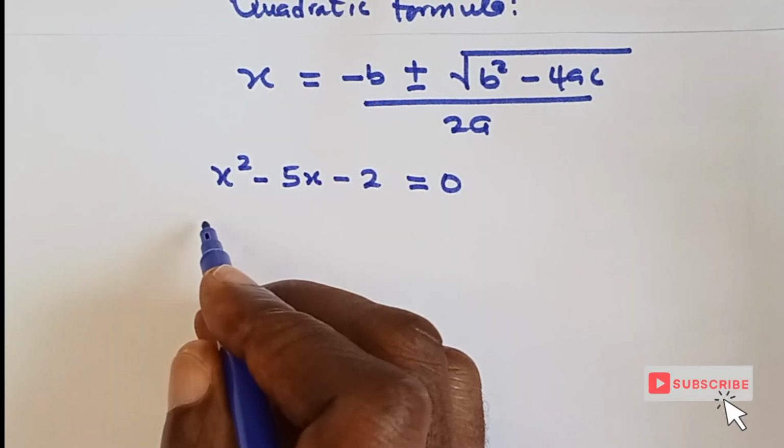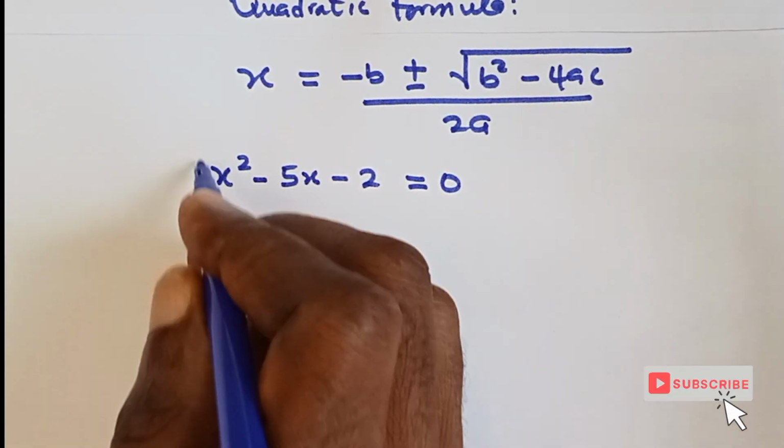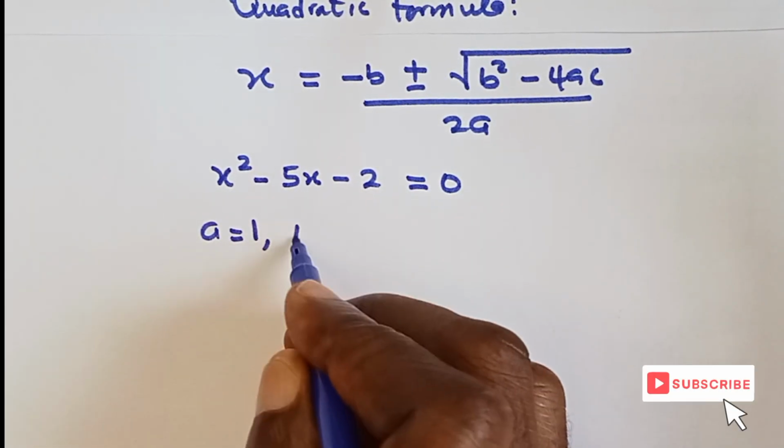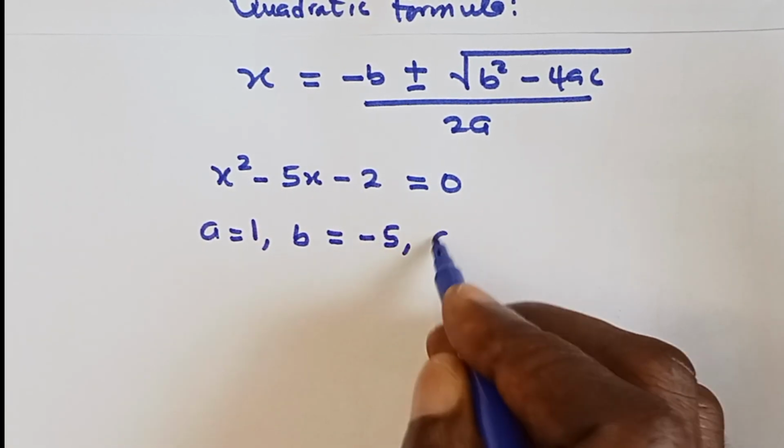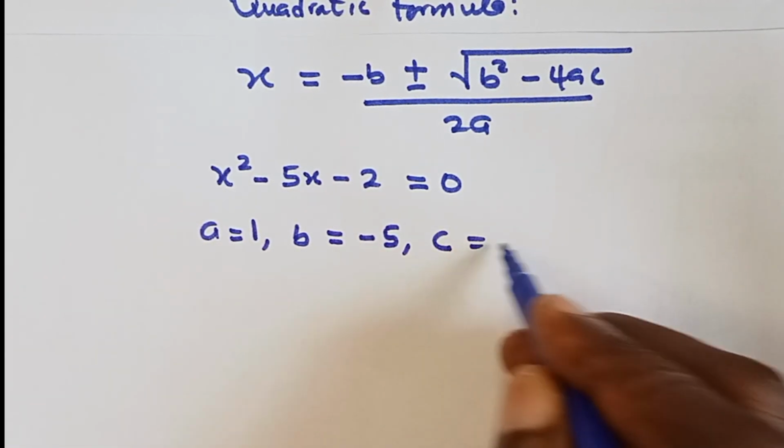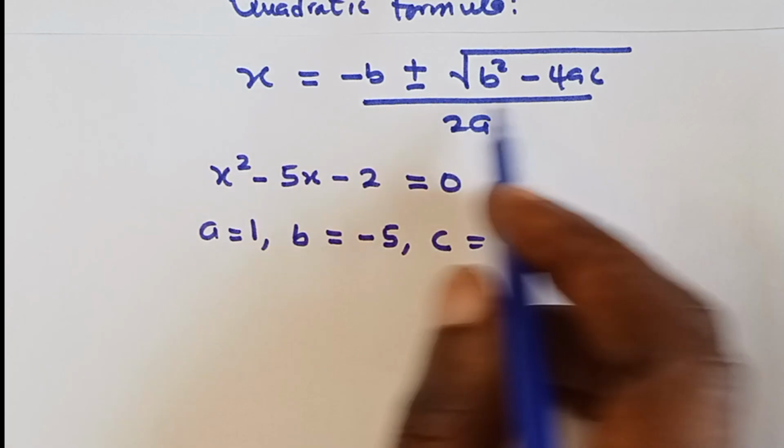Right, so from here, what is our a? Our a equals to 1. What is our b? Our b equals to minus 5. And what is c? Our c equals to minus 2. Alright, so we are going to substitute that here.